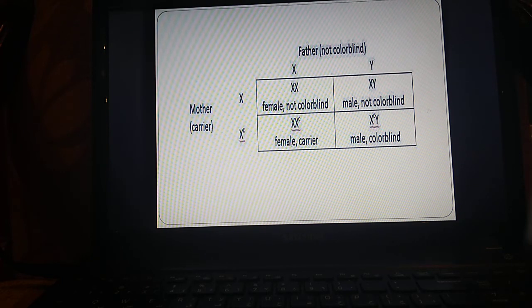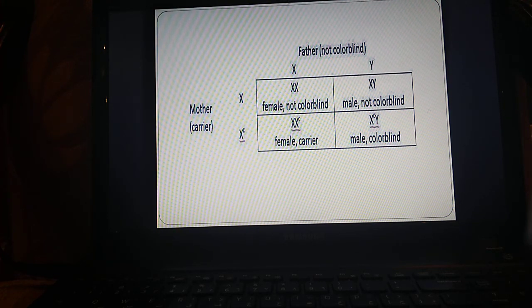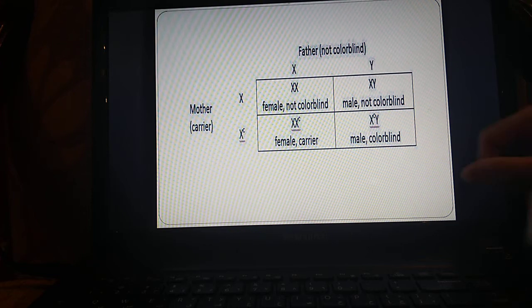XY is a boy, and this boy has no allele for color blindness. ما في حرف السي هون مش موجود. C is a symbol for color blindness. So this male is perfectly healthy. Now in the third box, what do you see?